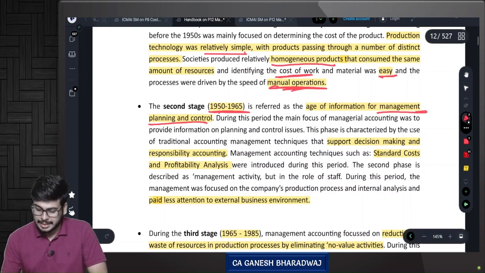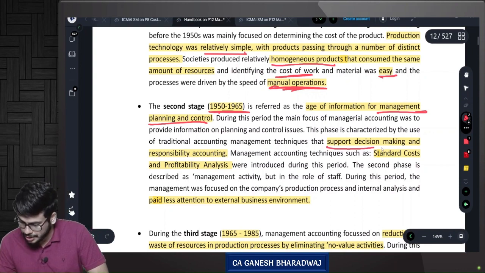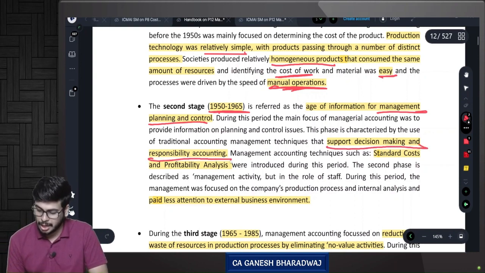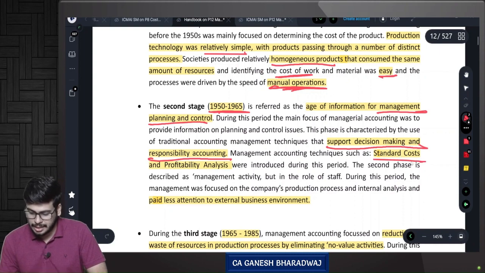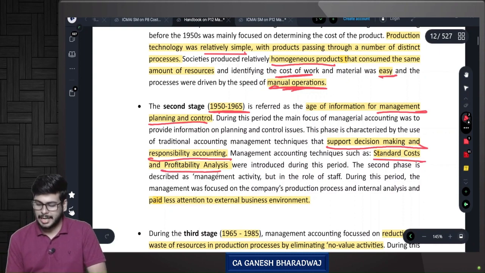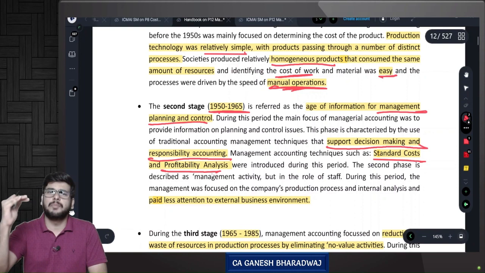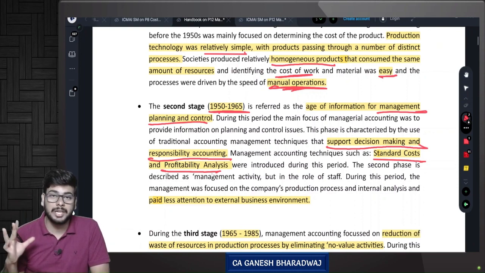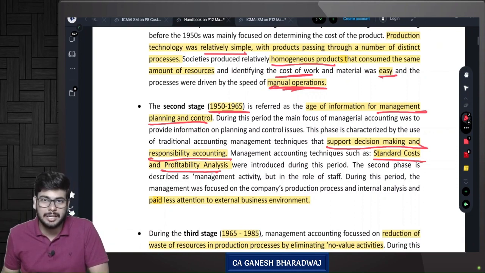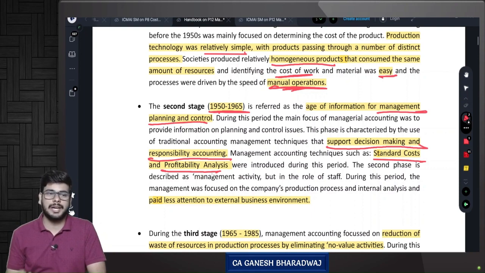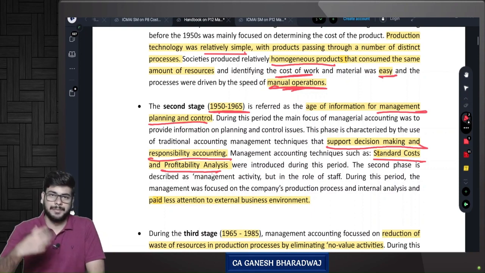This phase is characterized by the use of traditional accounting management techniques that support decision making and responsibility accounting. So techniques such as standard cost, profitability analysis. We will see, standard cost means what? The overall per unit you can maximum incur 10 rupees. That is called a standard cost. Correct. Profitability analysis. If you produce product A, this will be the profit.